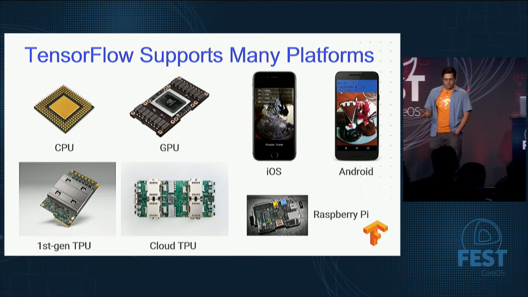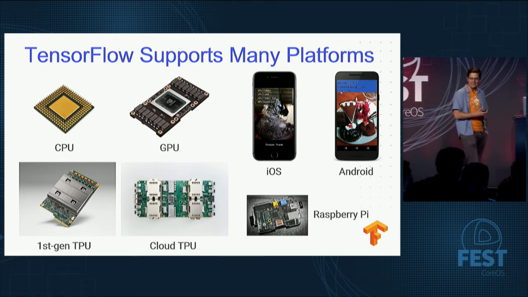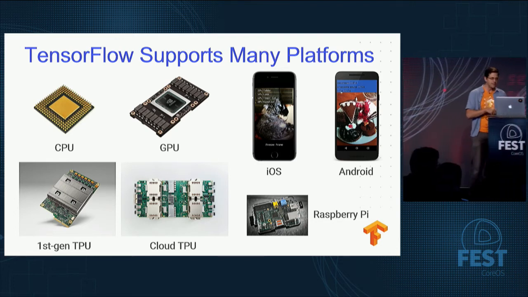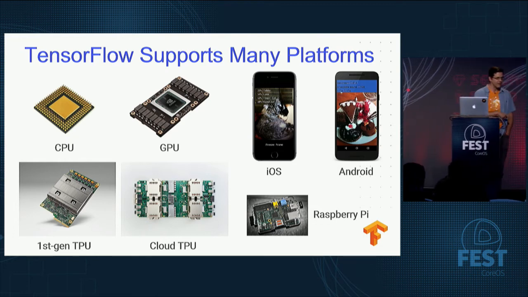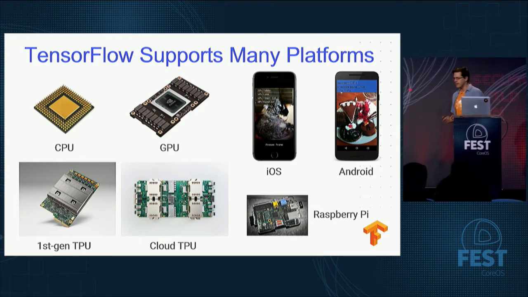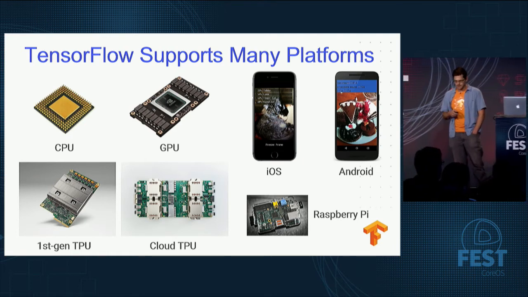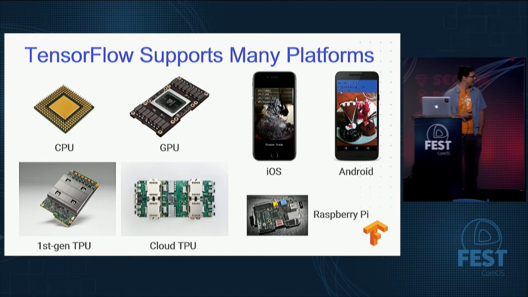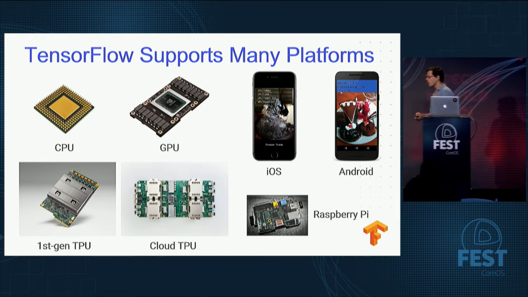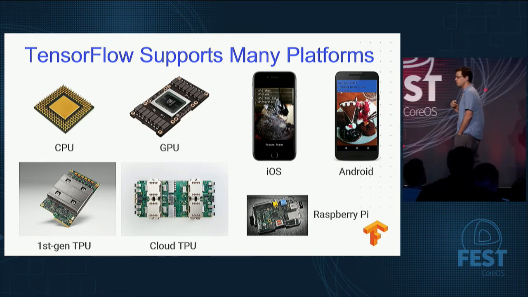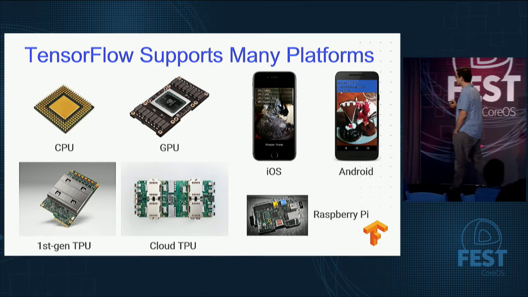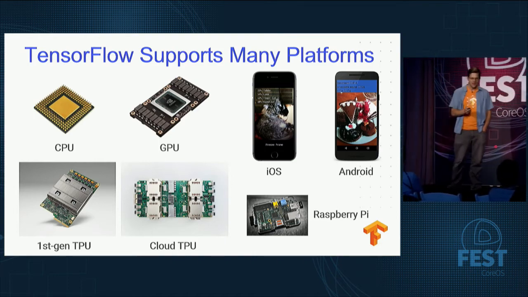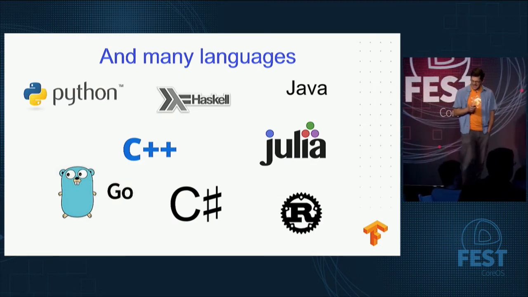TensorFlow, because of that, can run on basically anything from CPUs to GPUs, your mobile devices, the Internet of Things, or custom hardware because of the pluggable interfaces. The example custom hardware there is Google's TPUs. These are tensor processing units. They're specialized hardware that we built at Google to run machine learning math faster and more efficiently. We might talk about them later if I have time.